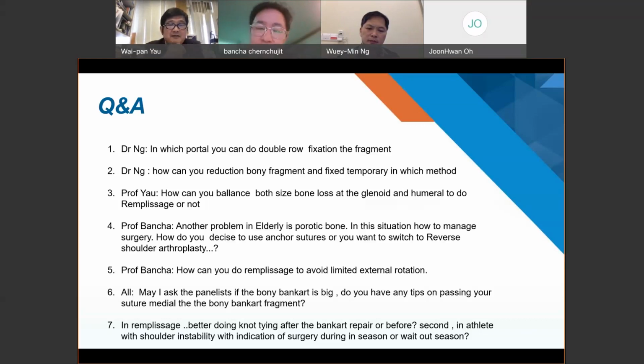But Bancha, may I have a follow-up question on this? Will there be any role for non-operative treatment in these two scenarios? That means you don't do surgery, just rehabilitation. Yeah, we need to discuss with the patient that he can modify his activity and he can stop this dislocation by rehabilitation, exercise, and modifying his activity. So I think surgery or not depends on the patient. I don't decide for the patient. It's up to them.